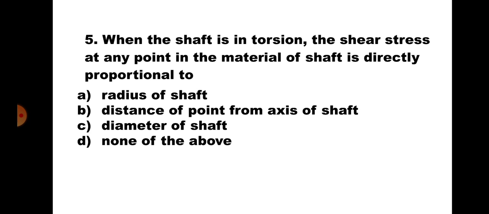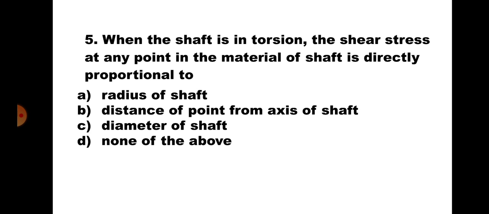Question number 5. When the shaft is in torsion, the shear stress at any point in the material of the shaft is directly proportional to A. Radius of the shaft, B. Distance of the point from the axis of shaft, C. Diameter of shaft and D. None of the above.